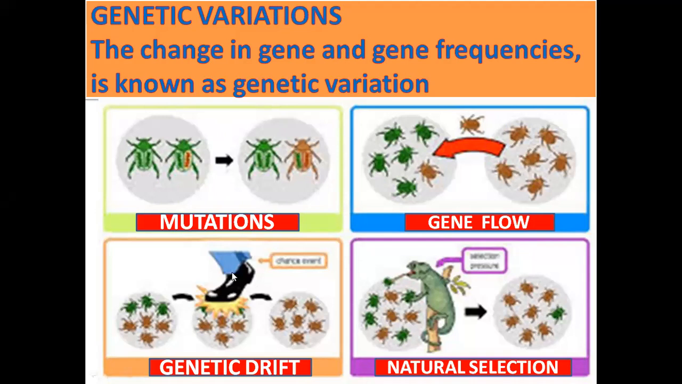So remember these four points: mutation. Mutation means sudden changes, due to which genetic variations take place. Due to gene flow also genetic variation takes place. See in this diagram, it is very easy to understand if you carefully observe it. Gene flow is shown clearly. Genetic drift is also shown. If there are geographical barriers or different types of barriers, genetic drift takes place, and natural selection is also there.